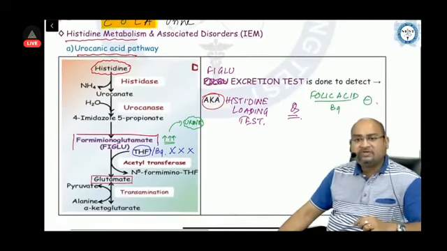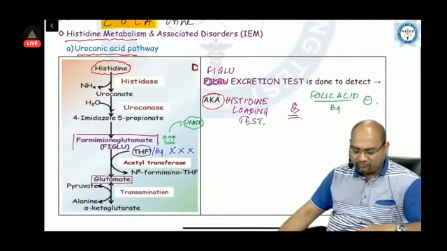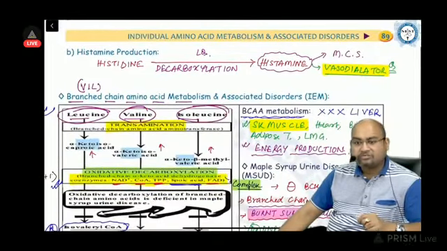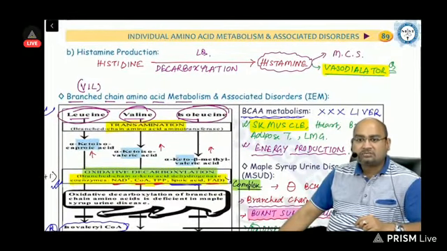Histidine metabolism, FIGLU excretion test, old question for folic acid deficiency. Histamine production, process name is decarboxylation. Process name, beta, is decarboxylation.